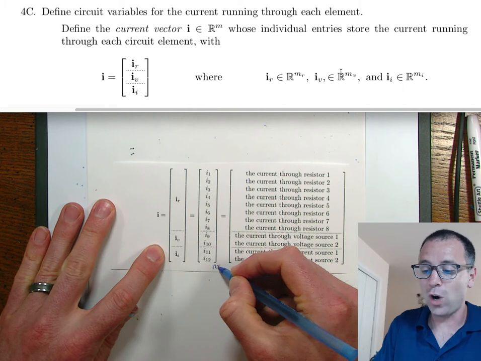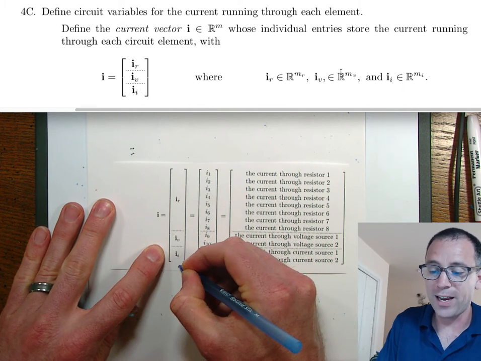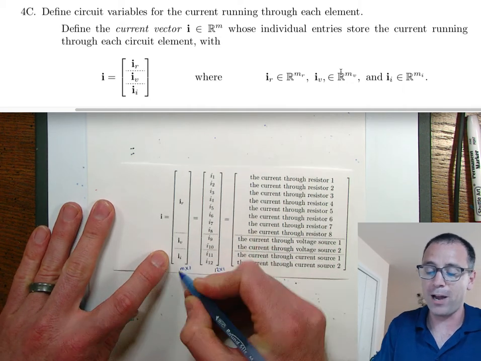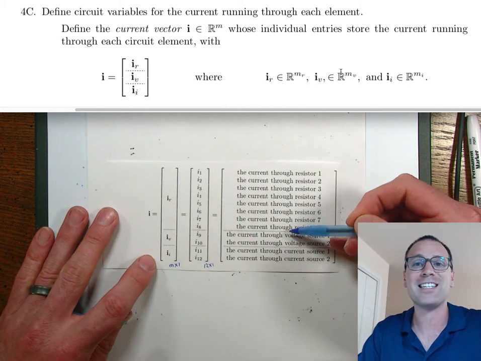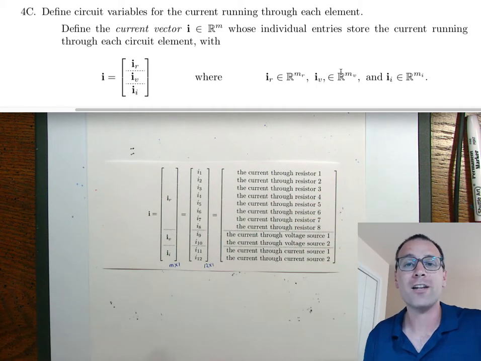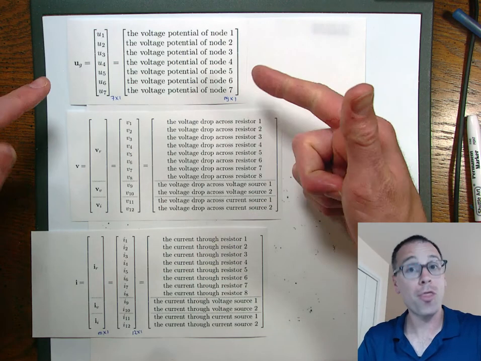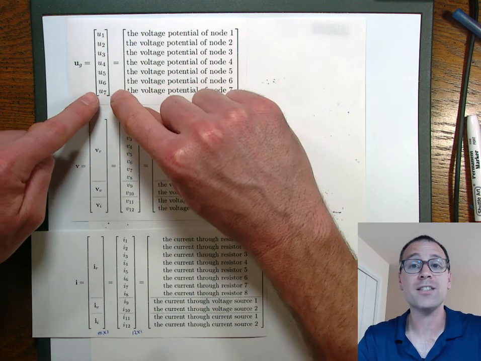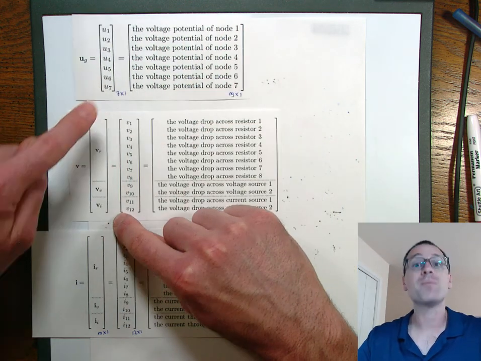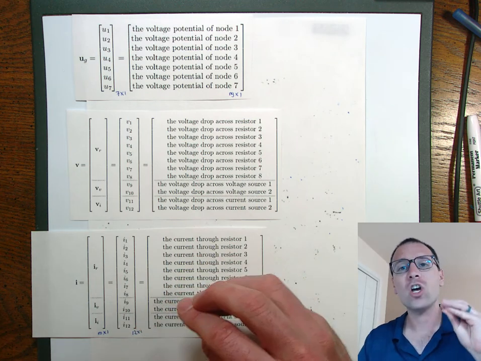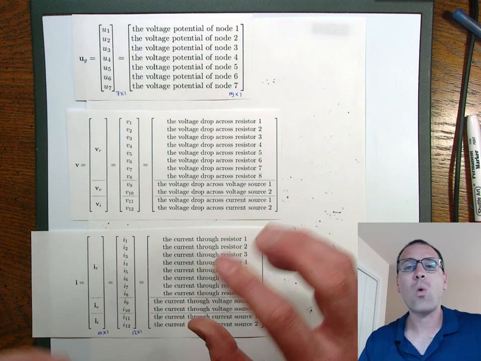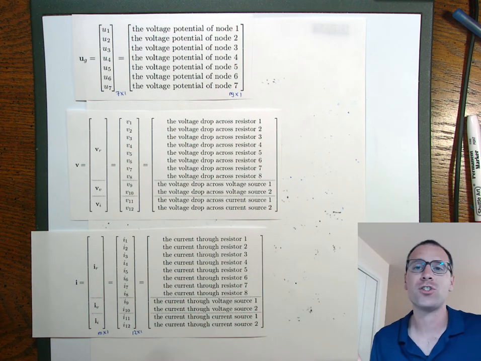This vector is a 12 by 1, or another way to say that, it's the number of elements by 1, because each element has a single current running through it. This leads us to 31, or another way to say that is number of nodes plus number of edges plus another number of edges, different circuit variables required to describe the entirety of our circuit together.